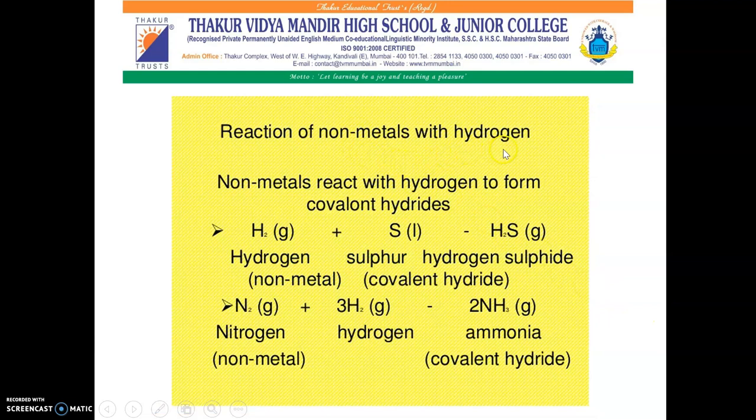Reaction of non-metals with hydrogen. Non-metals react with hydrogen to form covalent hydrides. For example, hydrogen gas plus sulfur gives hydrogen sulfide. And nitrogen gas, when it reacts with hydrogen, gives ammonia. So here the covalent hydrides are formed. What are covalent hydrides? Covalent hydrides are compounds that are formed by sharing of electrons. They have covalent bonds between them.